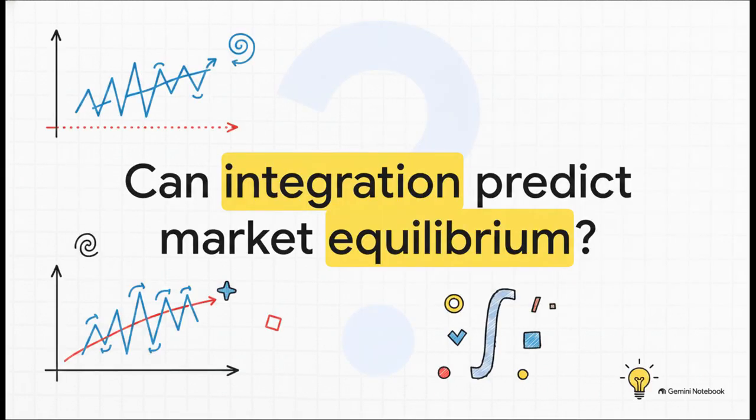This kind of analysis, tracing the time path of variables, is called economic dynamics, and it leaves us with a really fascinating question to ponder as we wrap up this explainer. Think about it. If we can trace the continuous time path of these massive, complex variables just by integrating their rates of change, can calculus actually predict the exact moment a volatile shifting market will finally settle into equilibrium? It is definitely something to think about the next time you see a market trend line changing.